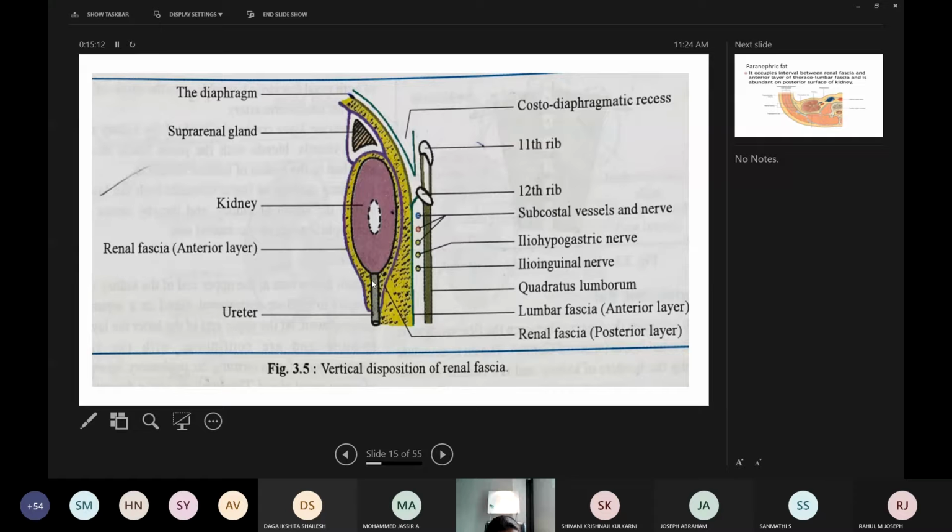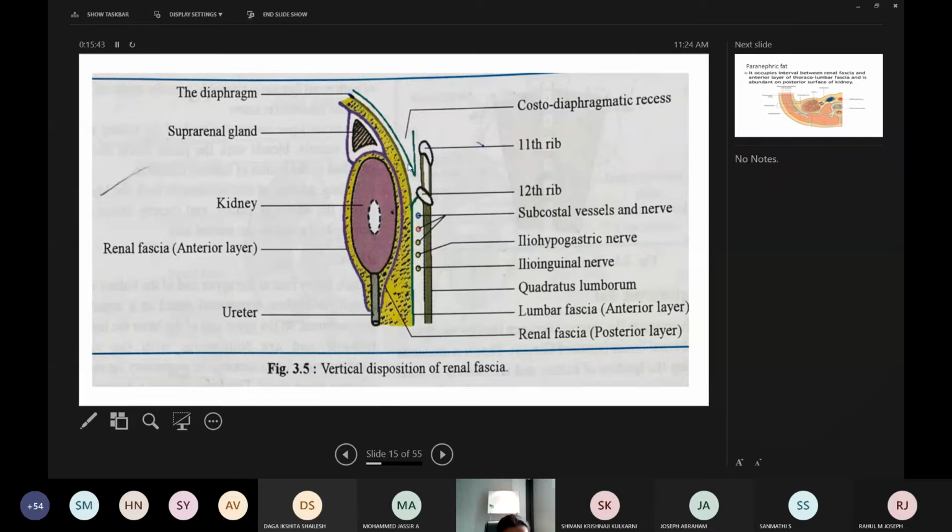The renal fascia, if we trace downwards, it encloses the ureter and is continuous with the extraperitoneal fascia of the pelvis. So below it is not complete, it is not enclosed. Above it is closed. Below it is continuous with the fascia covering the pelvis. This is the vertical disposition of the renal fascia.